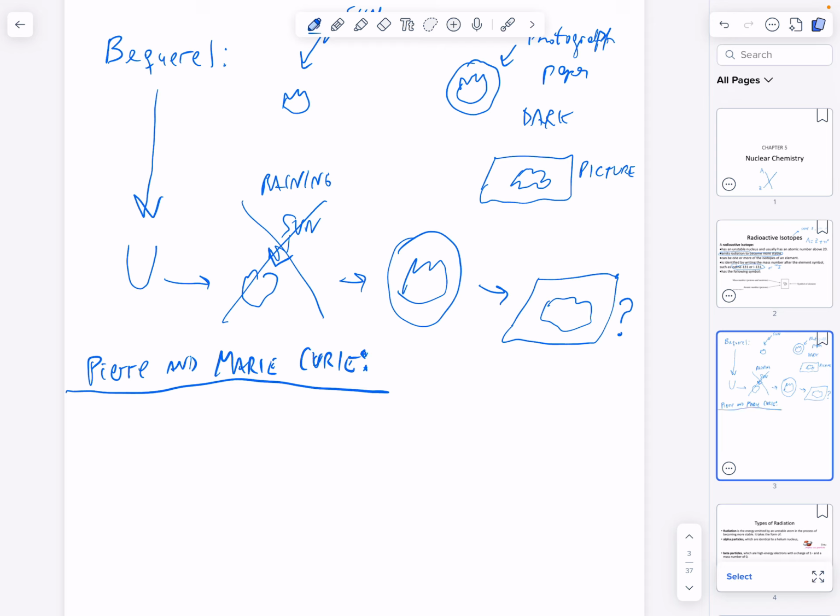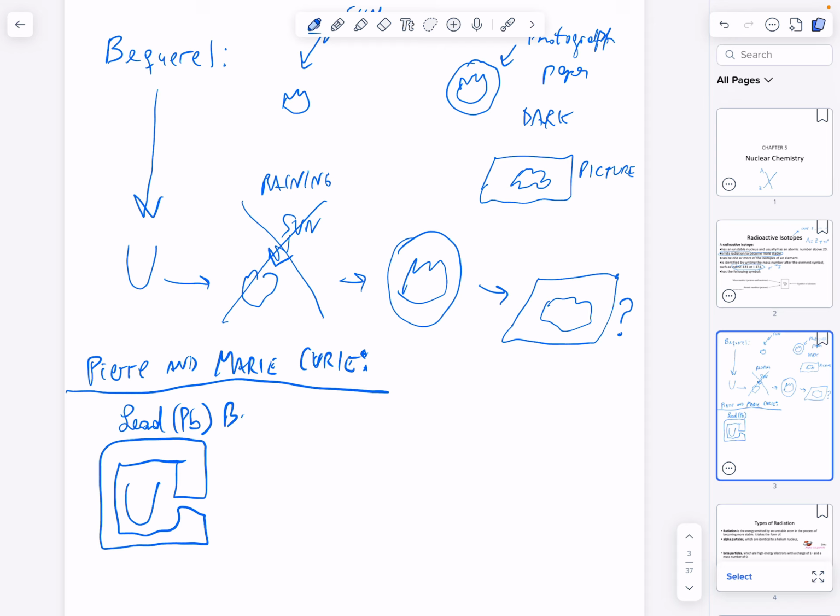So what this couple did is, they put the uranium in a lead box. So this is a lead box. In chemistry, lead is written as Pb. Lead is the only type of metal that can hold the radioactivity. Otherwise, the radioactivity is going to come out.